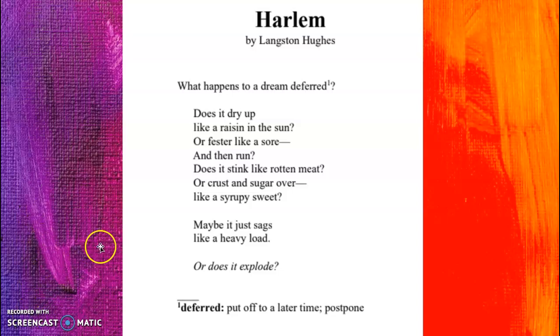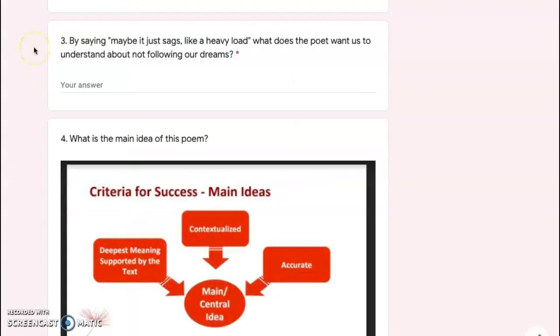There are a ton of metaphors here for what happens to a dream deferred. Let's take a look at maybe it just sags like a heavy load. By saying maybe it just sags like a heavy load, what does the poet want us to understand about not following our dreams? Remind yourself of what the it is in this metaphor and ask yourself, if you're comparing something to sagging like a heavy load, what does it tell you about that thing? Pause here and answer question number 3.